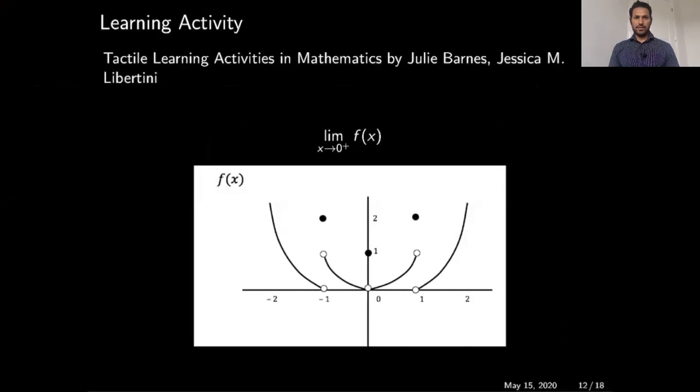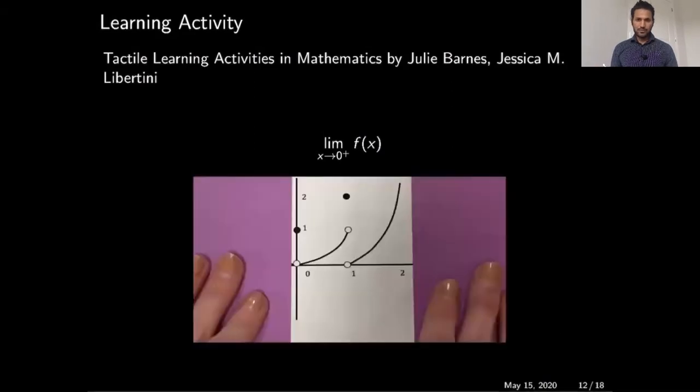Here I have a learning activity which you can do at home to practice calculating the limit using the graph of the function. This activity I have taken from the book Tactile Learning Activities in Mathematics by Julia and Jessica. To do that activity, you need two pieces of paper. Let's say we want to calculate the limit as x approaches 0 of the function f of x.